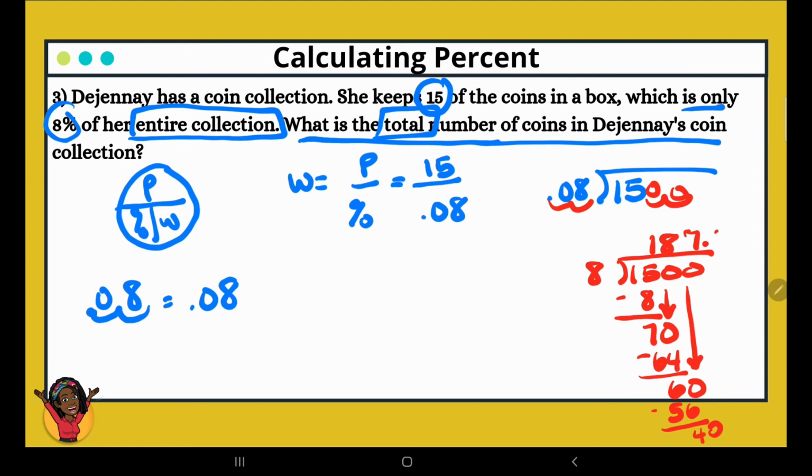8 into 40 is 5 times. 8 times 5 is 40. That leaves me with no remainder. So here our whole is equal to 187.5. But since we're talking about coins, we would have to say that Dejanay has approximately 187 coins because we can't account for having half of a coin. All right, so here our accurate answer is 187.5, but based on the condition of the question, we would have to say that she has 187 coins.